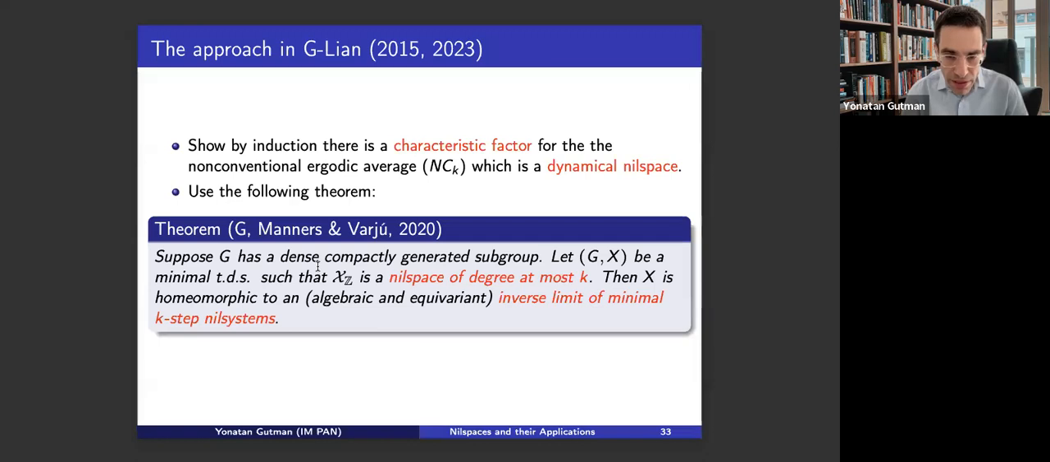So when you have several commuting generators, which appeared first in the PhD of Griesmer. So I have 5 minutes. So let me maybe discuss a third application very quickly of Nilspaces.